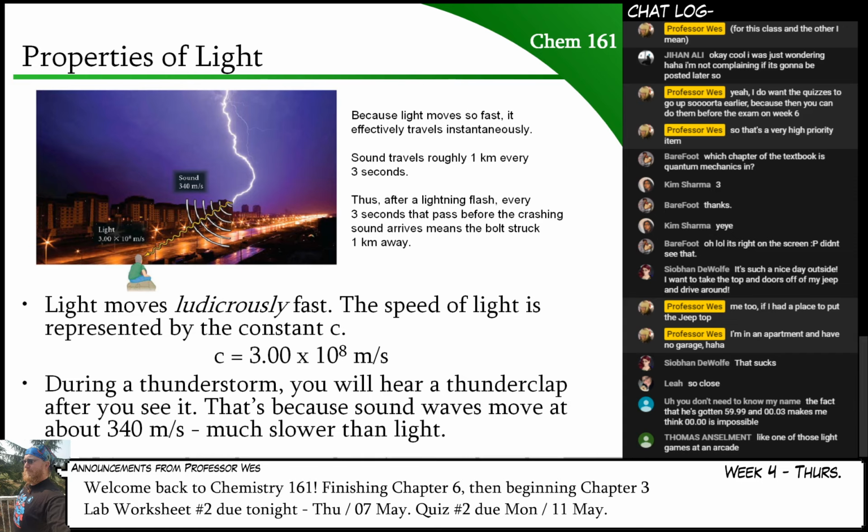The reason for that delay is entirely due to the difference in how fast light travels and how fast sound travels. Both of them are waves, but light just happens to travel that much more quickly.